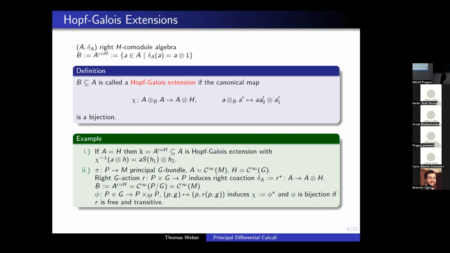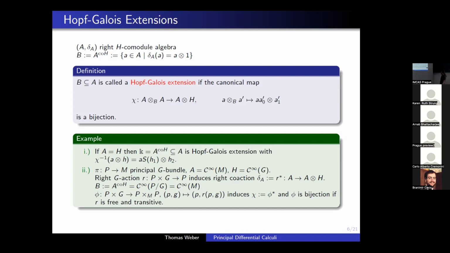Some examples of Hopf-Galois extensions: a very trivial one is when A equals H. Sorry, when A equals H, then the subalgebra of invariants is just the ground ring, okay? And you can see that the inverse of the canonical map is basically just given by the antipode S. And you can actually prove that if you have a bialgebra, then this bialgebra is a Hopf algebra if and only if you can find this inverse of chi.